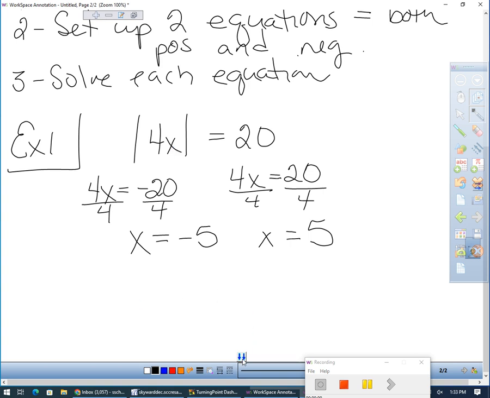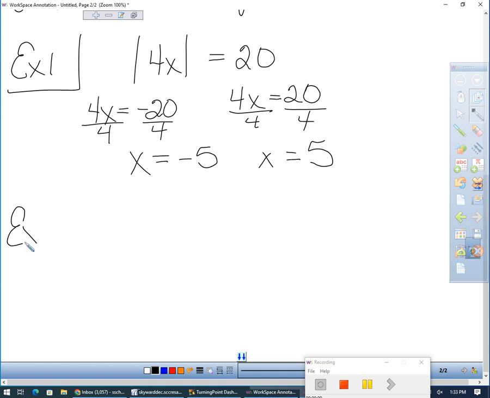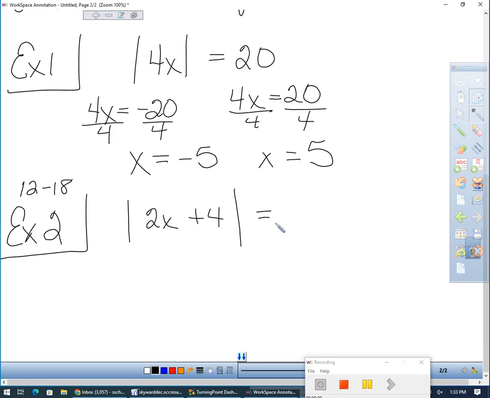All right, so let's make it a little bit tougher now that we remember how this goes. Example number 2. This is covering 12 to 18. Say we have the absolute value of 2x plus 4, oh no, actually let me add, sorry, not equal to yet, my bad. Let's say 2x plus 4 minus 6 is equal to, let's go 10.